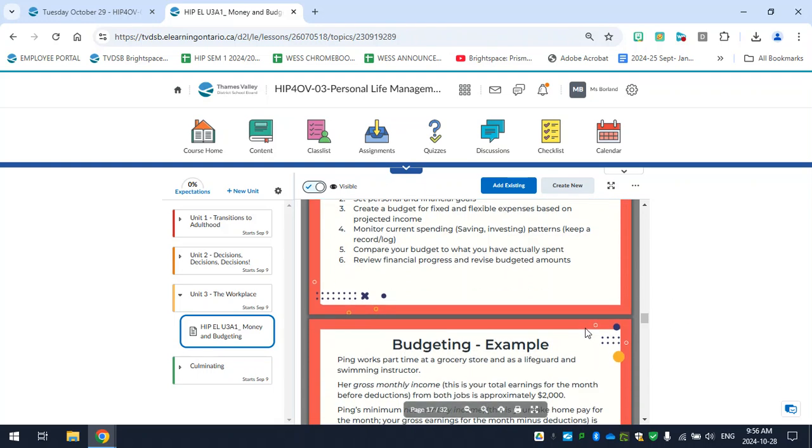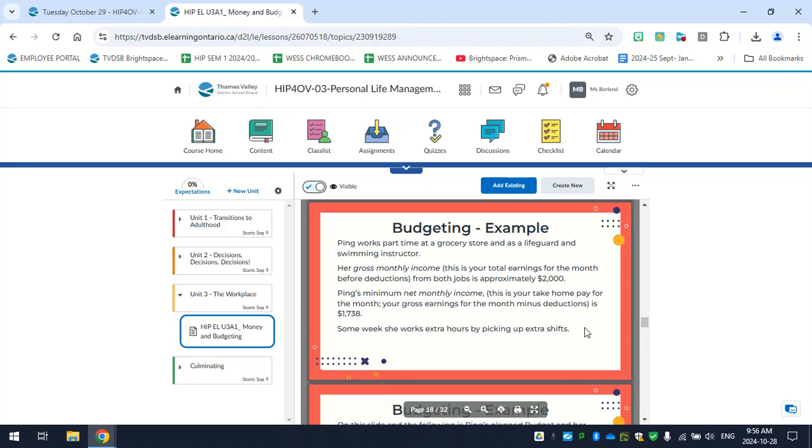So looking at the budgeting examples, Ping works part-time at a grocery store and as a lifeguard and swimming instructor. Her gross monthly income, so this is the total earnings for the month before deductions, so before taxes, union dues, things like that, from both jobs is approximately $2,000. Ping's minimum net monthly income, so net monthly income, this is your take-home pay for the month. So this is your gross earnings for the month minus your deductions.